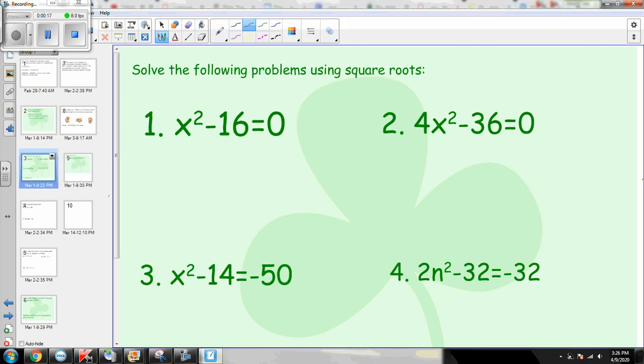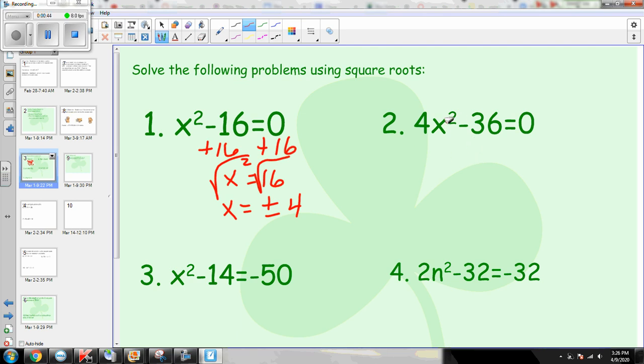On number 1, we need to get the x to the second by itself by doing the opposite of minus 16, which is plus 16. So I'm going to add 16 to both sides to get x to the second equals 16. Then I take the square root of both sides of the equation. My answer would be x is positive or negative 4, because if you take positive 4 and square it, you get 16. And when you take negative 4 and square it, you get 16.